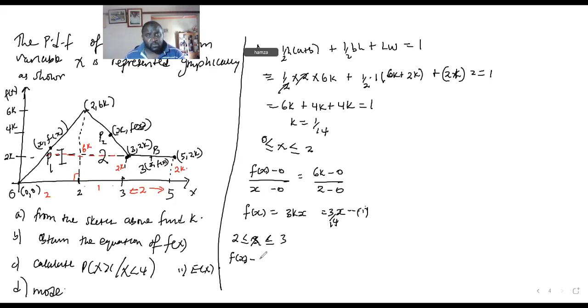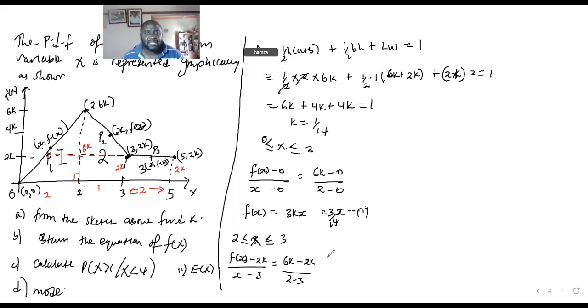You know f of x corresponds to y, and the gradient is changing y over changing x. So it's f of x minus... Okay, very good. Then down we shall have x minus 3 is equal to the same gradient, if I had used 6k minus 2k. Minus 2k, sorry. Over 2 minus 3.